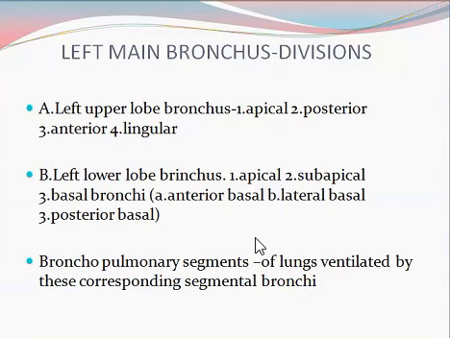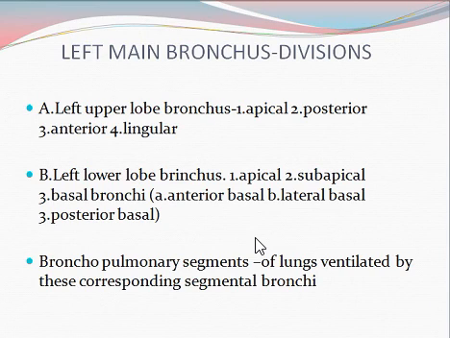The left upper lobe bronchus divides into the apical segmental bronchus, two posterior segmental bronchi, three anterior segmental bronchi, and four lingual segmental bronchi. The left lower lobe bronchus divides into one apical, two subapical, three basal bronchi: the anterior basal, lateral basal, and posterior basal.